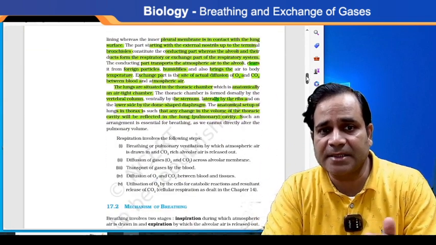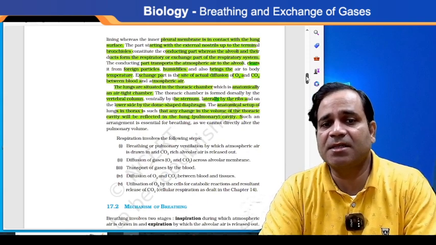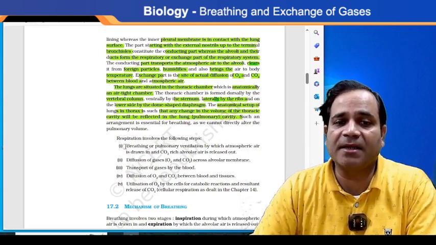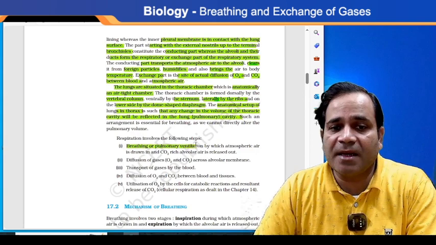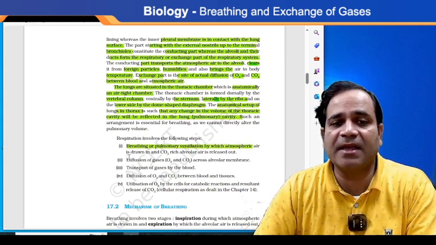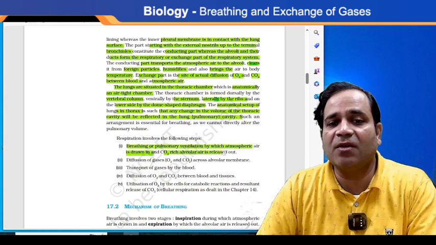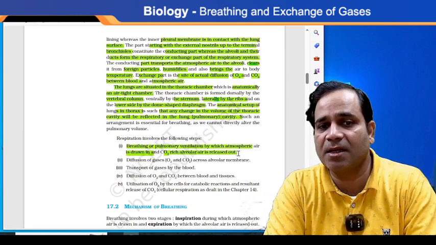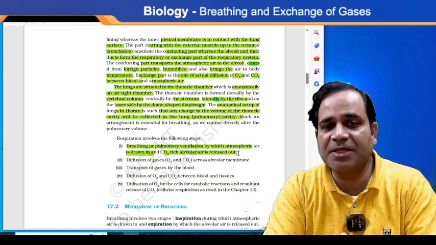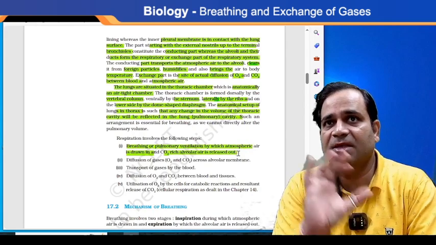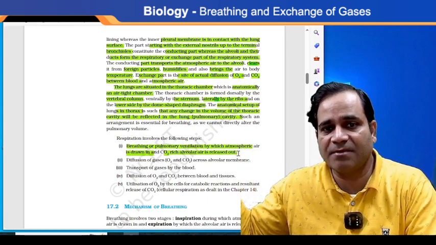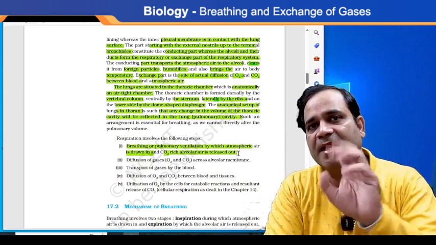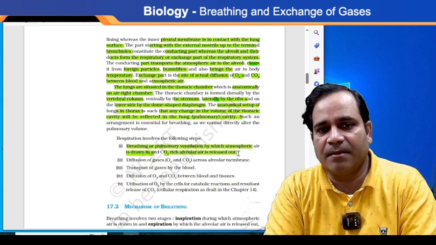Now there are some steps involved during respiration. Let's see the steps, my dear. Number one, breathing or pulmonary ventilation, by which atmospheric air is drawn in and CO2-rich alveolar air is released out. Atmospheric air, meaning the air present in the atmosphere, is drawn in, and afterwards the CO2-rich alveolar air is released out. This is the first step.